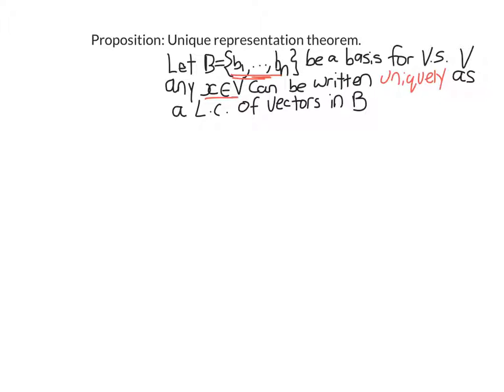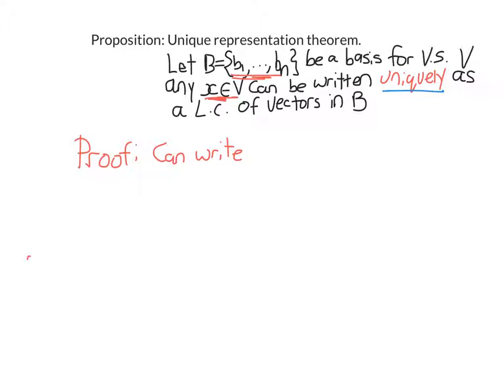Whatever the basis is, you can write any vector as a linear combination of those vectors. What's really cool about this theorem is it shows that you can do this uniquely. If you take any vector in the vector space, there is only one way that you can write it as a linear combination of the basis vectors. What do I mean by write it uniquely as the linear combination of vectors in B? Well, let's look at what that means.